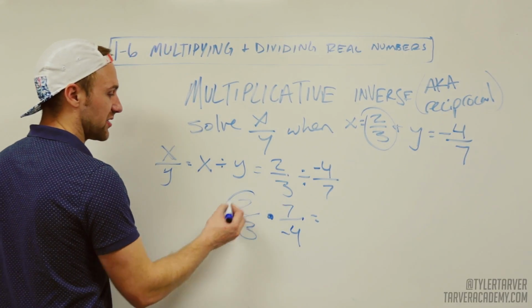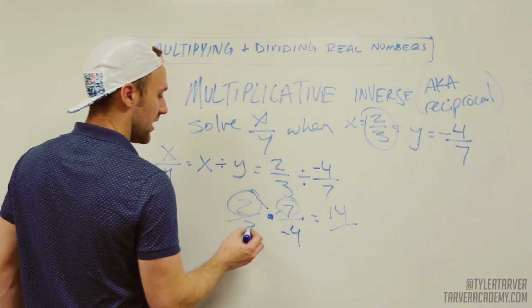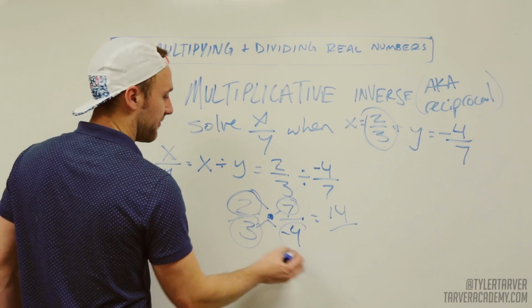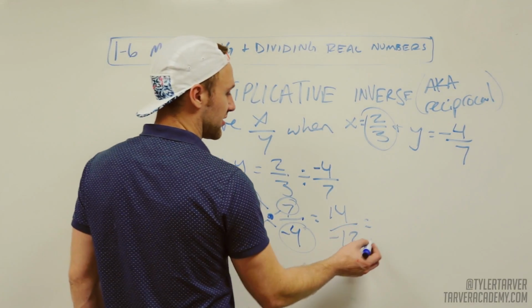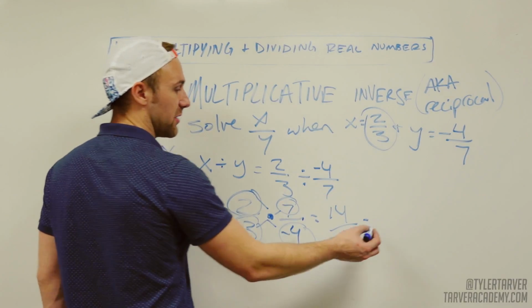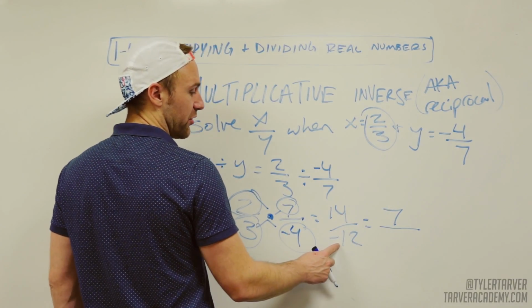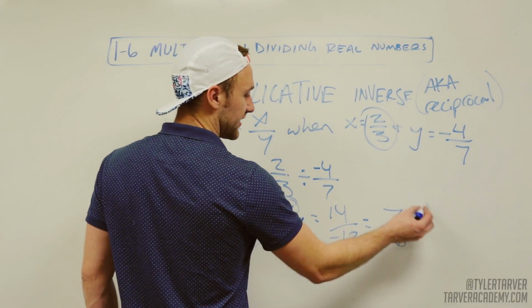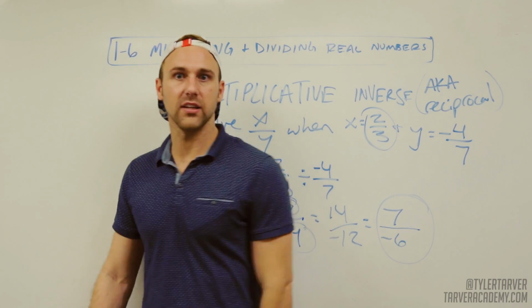Now we can just multiply across the top. 2 times 7 is 14. 3 times negative 4, negative 12. Can I simplify that? Absolutely. They're both even. I know 2 goes into both of them. How many times does 2 go into 14? 7 times. How many times does 2 go into negative 12? Negative 6 times. We have our answer, ladies and gentlemen. And that's what learning looks like.